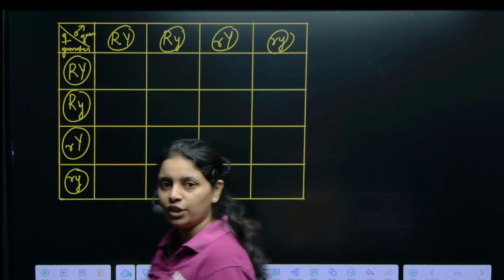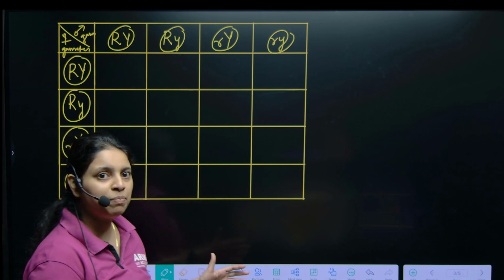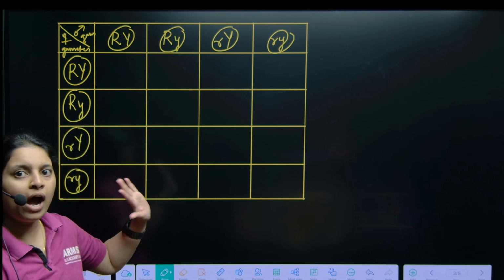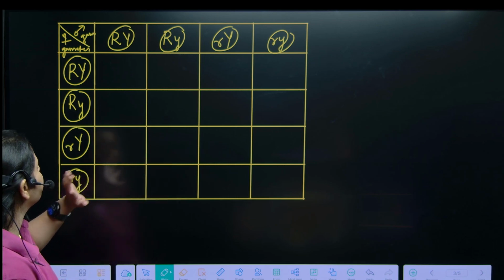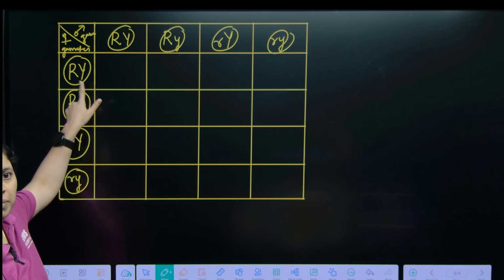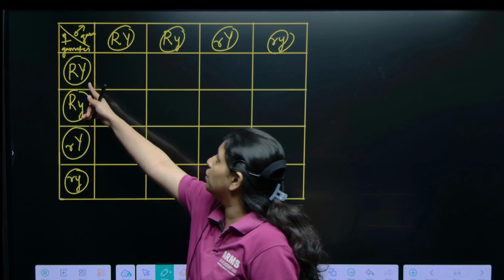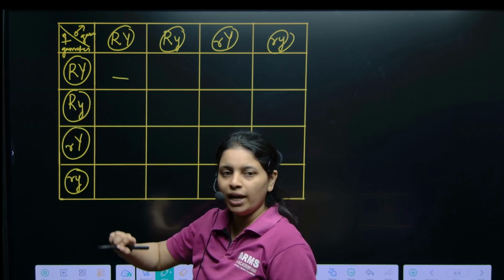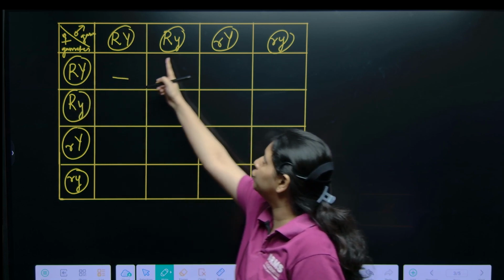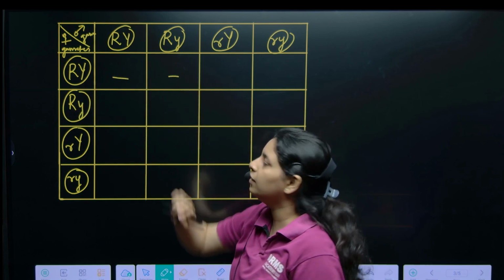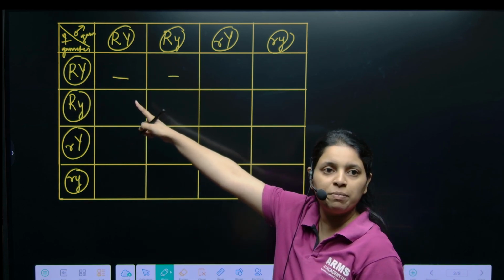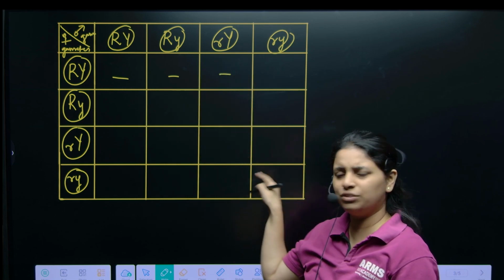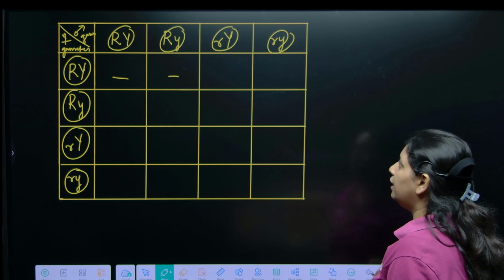So now we have written all the gametes. The next step is to find out all the possible offspring. So how to find out the offspring? Very easy. Let's say we take this first female gamete. It unites with this first male gamete, we'll write it here. This first female gamete unites with the second male gamete, we'll write it here. Next, the first female gamete with the third male gamete, we'll write it here.